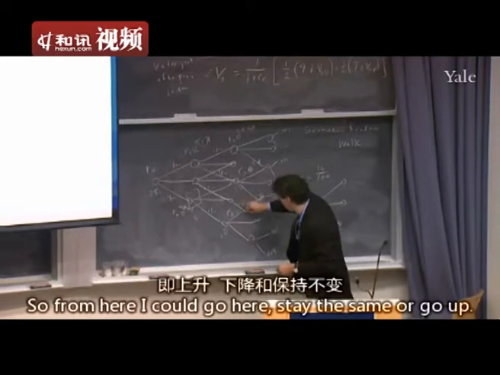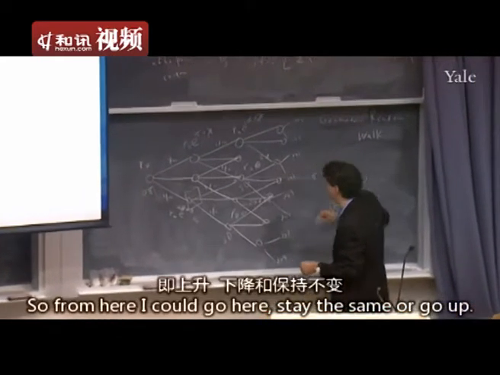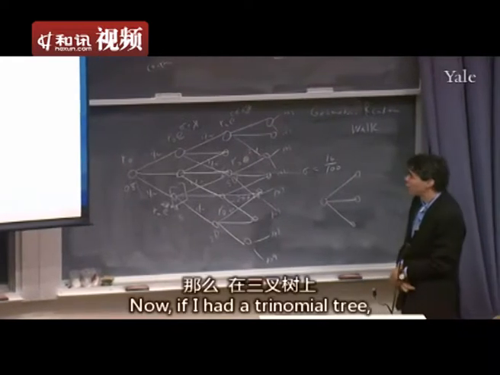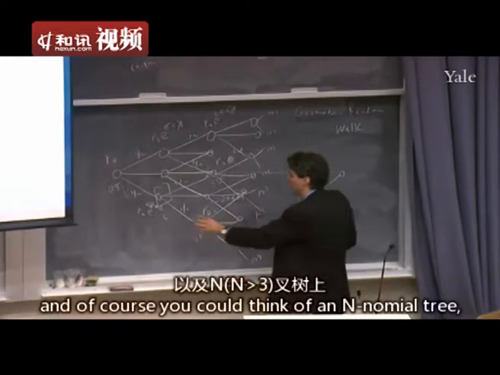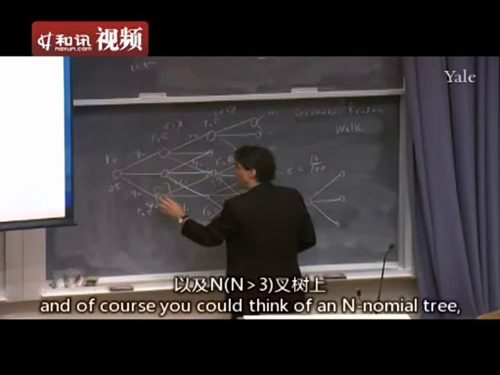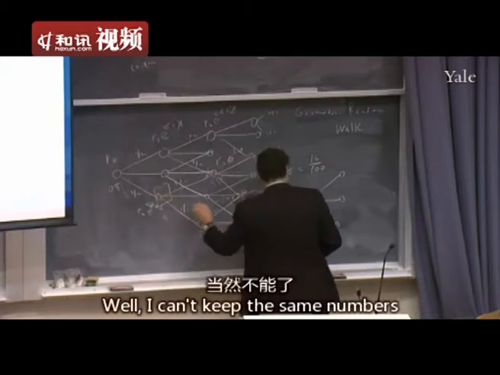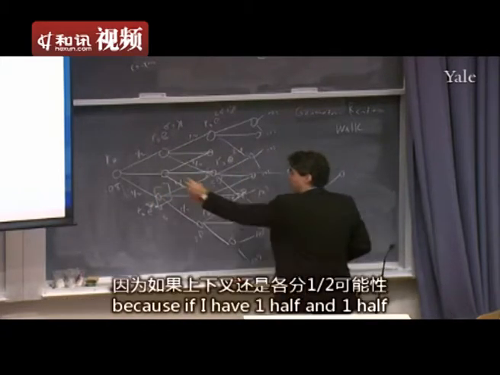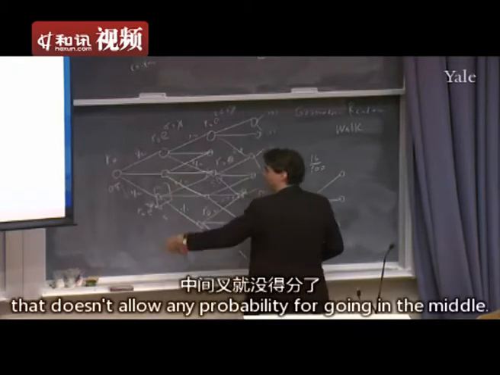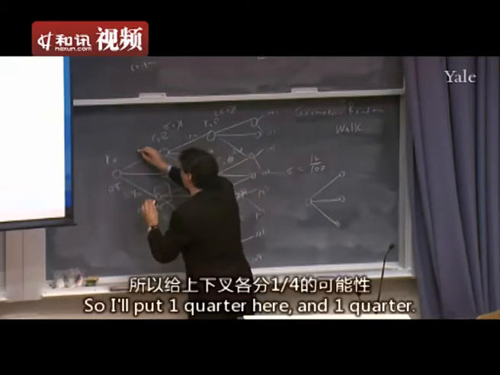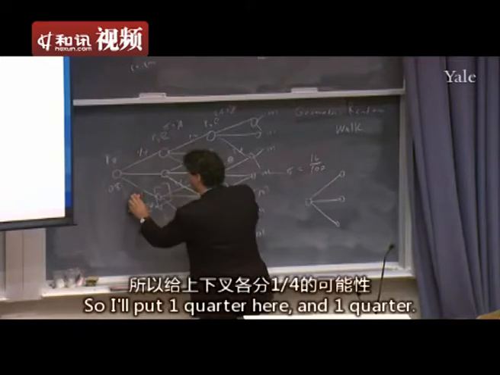So from here I could go here, stay the same, or go up. Now if I had a trinomial tree, and of course you could think of an n-nomial tree, would I keep the same numbers here? Well, I can't keep the same numbers because if I have a half and a half, that doesn't allow any probability for going in the middle. So I'll put a quarter here and a quarter.